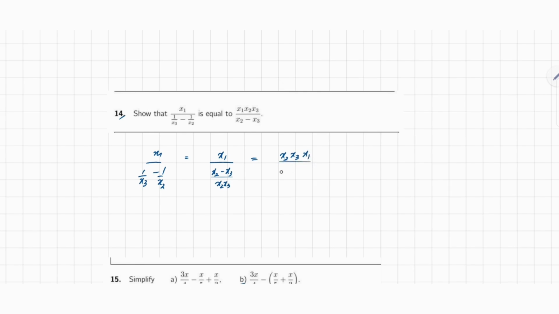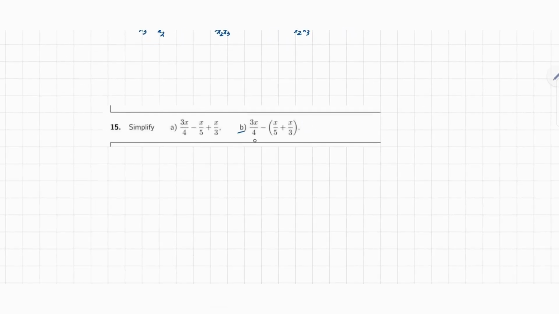So we have, this will become 1. So we have x1 times x2 times x3 over x2 minus x3, which is our expression which we have to equate to, and that's our answer.